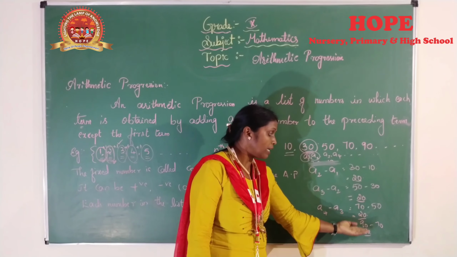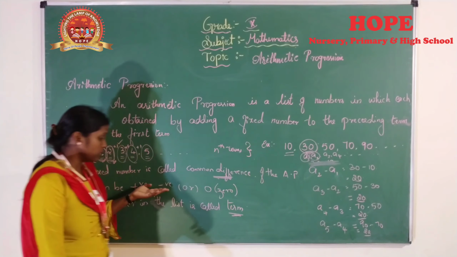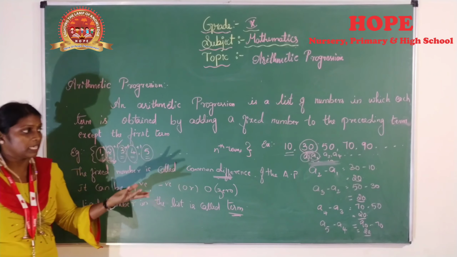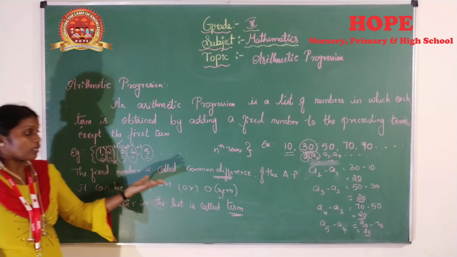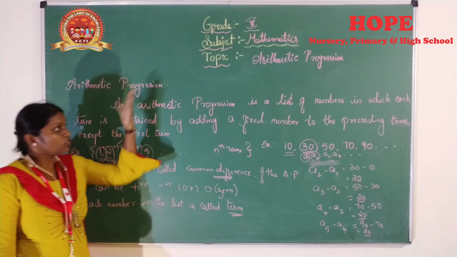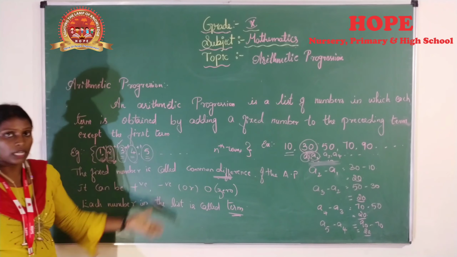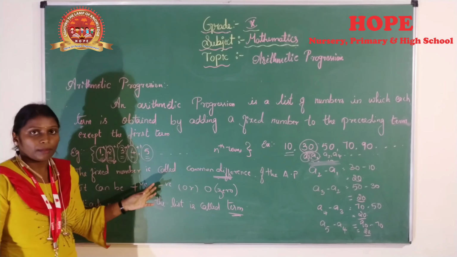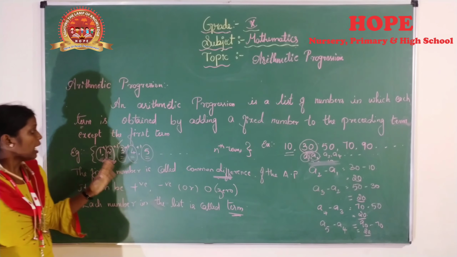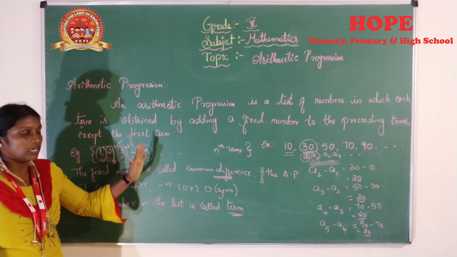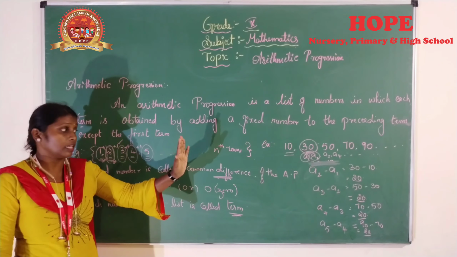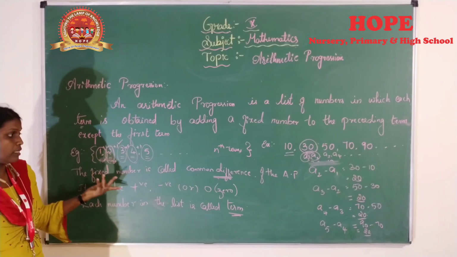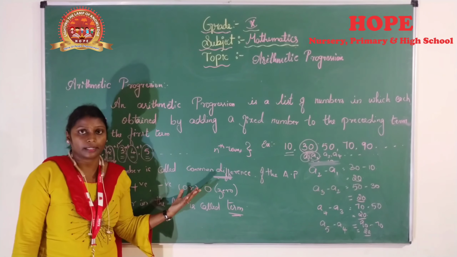This is fixed and it can be either positive, negative or 0. It can be plus 20 or minus 20, or else it can be 0 also. This is the basic information we need about arithmetic progression. The common difference should be the same in an AP, whether positive, negative or 0, anything might be. And each number in the list is called a term. There are terms till the nth term. And what else? That's it. So this is how we calculate it.